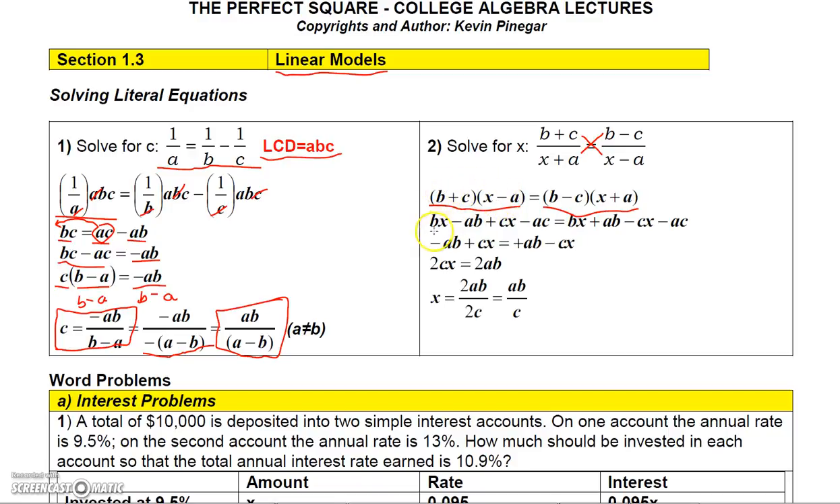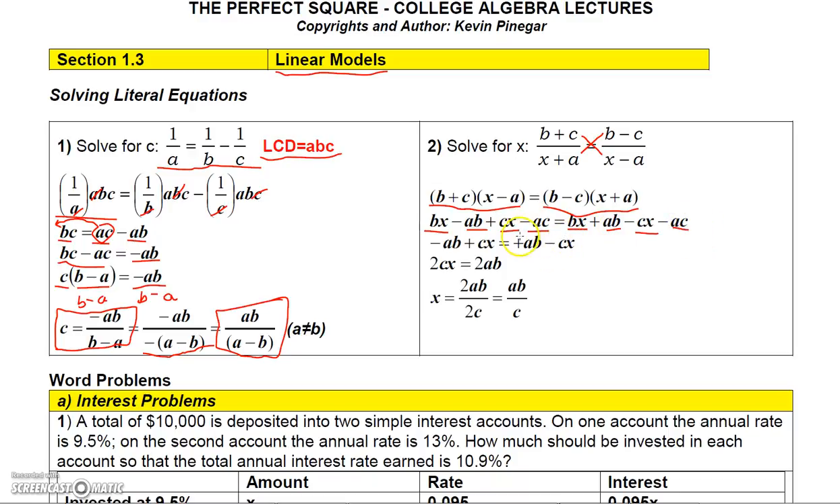B times x is bx. B times minus a is minus ab. C times x is cx. C times minus a is minus ac. Over here, you have some similar terms. B times x is bx. B times a is ab. Minus c times x is minus cx, and minus c times a is minus ac.